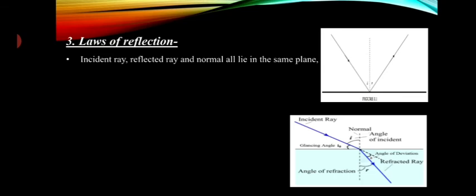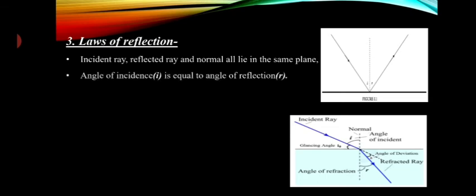What are the laws of reflection? They state that the incident ray, the reflected ray, and the normal all lie in the same plane. The normal is the central line shown by the dotted line between the incident and the reflected ray. It may be the xy plane, the yz plane, or any other plane, but the law says that all three lie in the same plane.